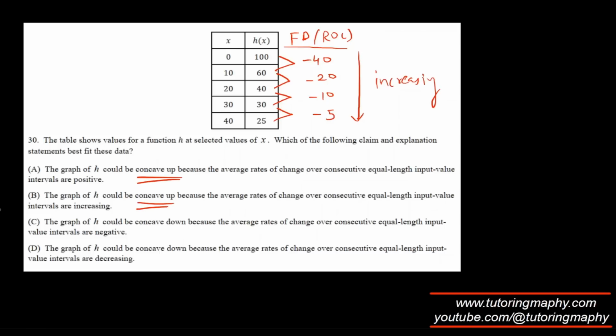Why? Because the AROC are positive? No, I don't think so. That's not the correct explanation. AROC is increasing. Yeah, there you go. AROC, average rate of change over these intervals, are increasing in nature. Has to be option B.